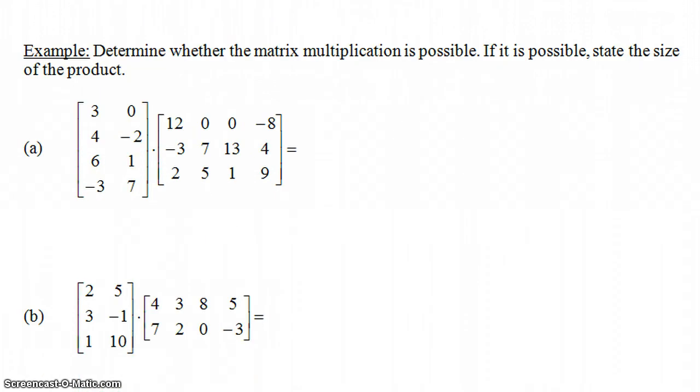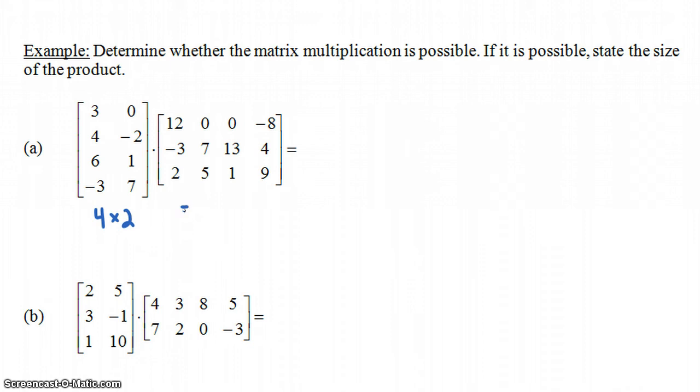Determine whether the matrix multiplication is possible. If it is possible, state the size of the product. Now notice this first matrix is a 4 by 2 matrix. It's not 2 by 4, it's 4 by 2. We look down, right? We have 4 rows and we have 2 columns.